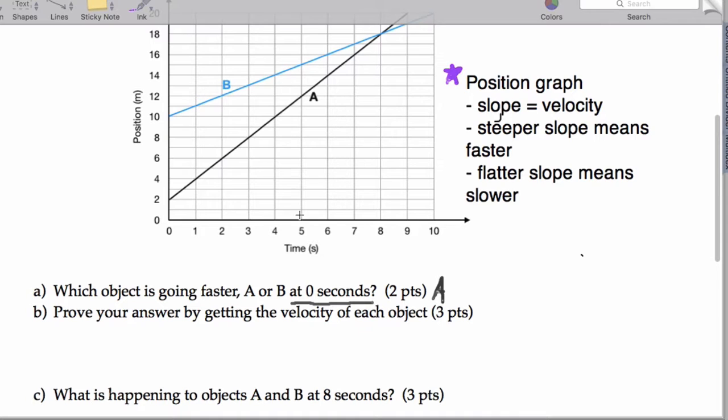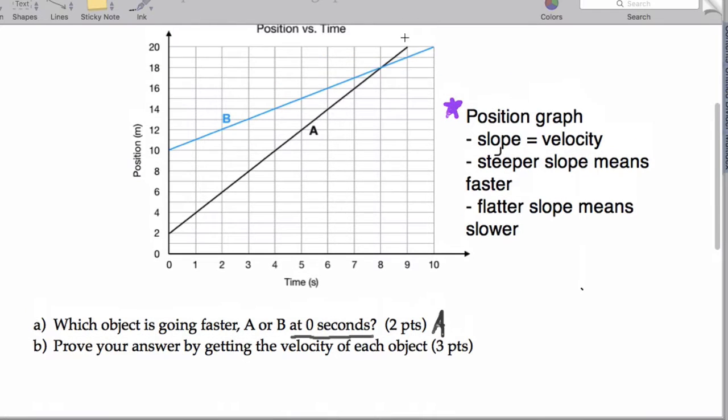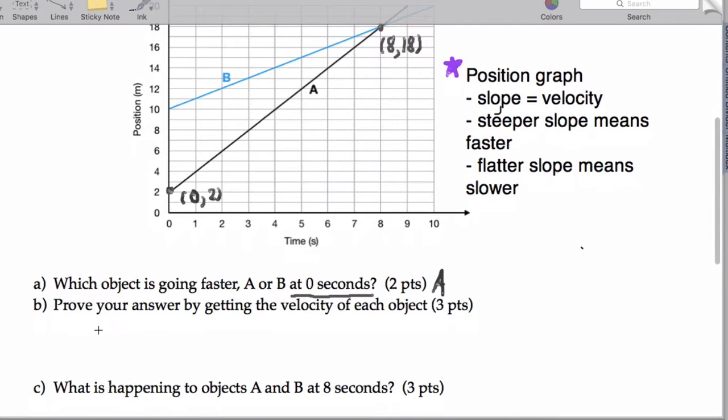Now it says prove your answer by getting the velocity of each object. Remember, slope equals velocity. So I'm going to do the rise over run for each. Just to be super careful, I'm going to take a look at object A. I notice this point is (8, 18) and this point here is (0, 2). So the velocity of object A is rise over run, which is 18 minus 2 over 8 minus 0. That ends up being 16 over 8, which is 2 meters per second.